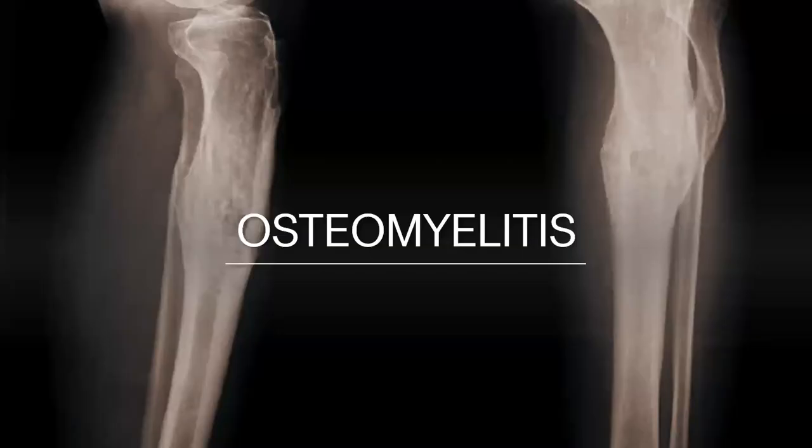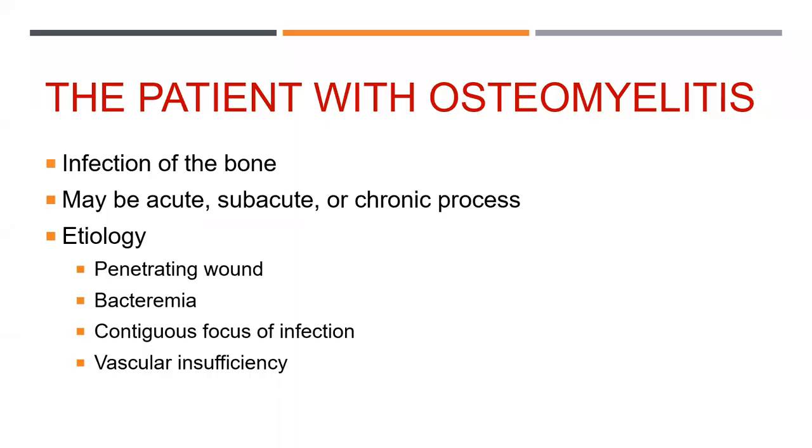Osteomyelitis. So this is an X-ray of osteomyelitis. You can see the growth in the bone. The right femur has been deformed as a result of the infection. Osteomyelitis is a severe pyogenic, which means fever-causing, infection of the bone and surrounding tissues that requires immediate treatment.